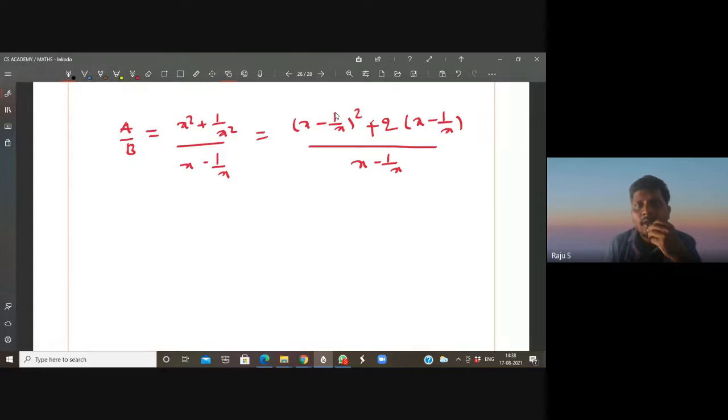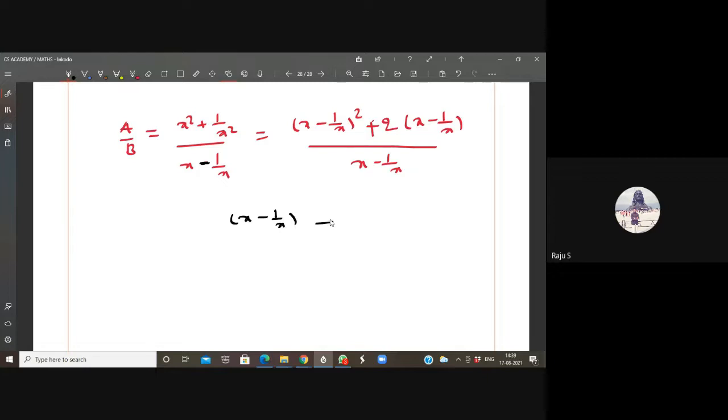Are understood? In the denominator, x square plus 1 by x square is represented, and the denominator is x minus 1 by x. So when I write it separately, we'll get x minus 1 by x plus 2. Is it clear, students? x minus 1 by x and 2.